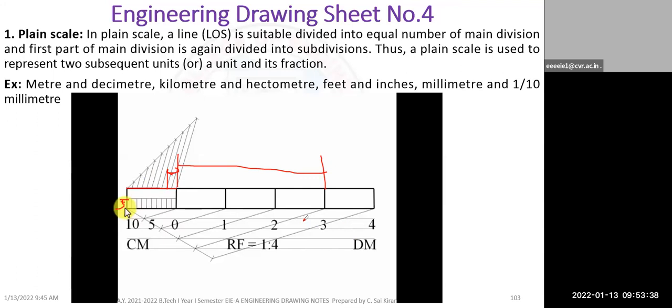Suppose I want to highlight 2.8 decimeters. Then I will highlight 2 from this side, and I will highlight 8. This is 10, 9 and 8, so I will highlight the 8th point. This will be 8 centimeters, and this will be 2 decimeters, dm. So the total becomes 2.8 decimeters.